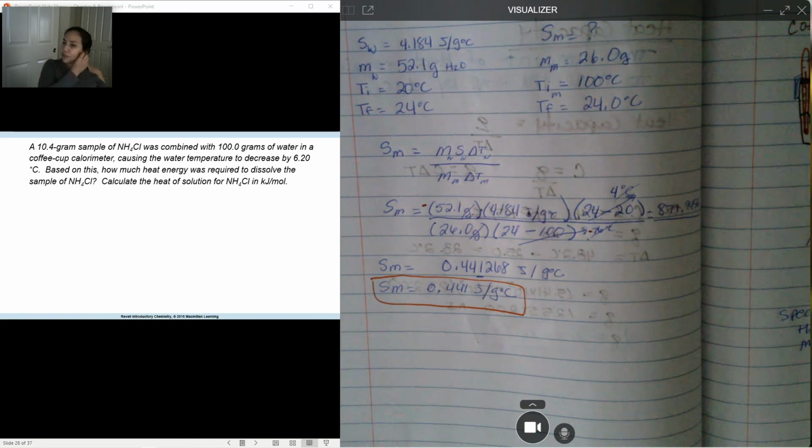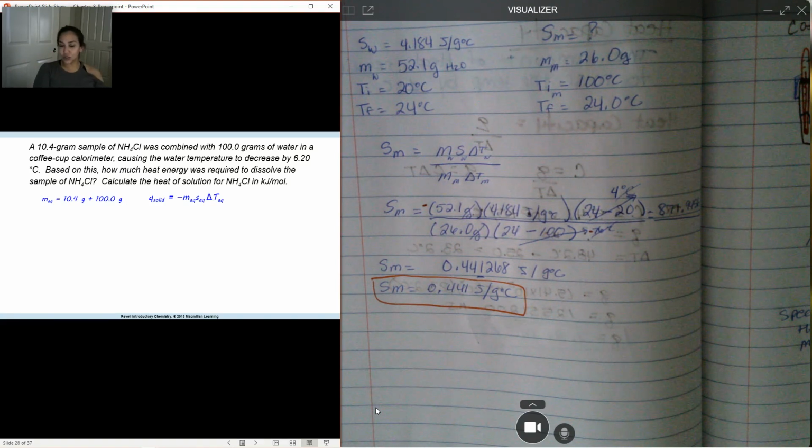So we want to know how much heat was required to dissolve it. And we want to calculate the heat of the solution for ammonium chloride in kilojoules per mole. So in this example, ammonium chloride absorbs heat as it dissolves, right? And that was based on the last equation that we saw: heat plus ammonium chloride equals ammonium chloride aqueous. The amount of heat absorbed by the solid is equal to the amount of heat lost from the aqueous solution, right? So the heat that increased in one is the heat that was lost in the other. It goes somewhere.